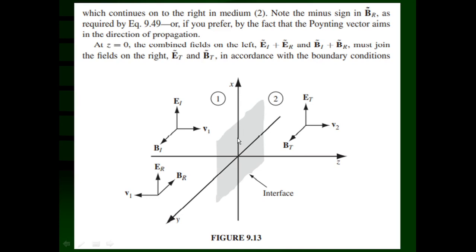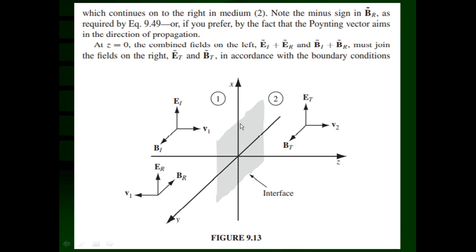So to the left of this surface, what is the resultant electric field? The vector EI and vector ER are going to be combined. Vector BI and vector BR are going to be combined on the left hand side of the medium, and on the right hand side ET and BT are going to be combined in accordance with the boundary conditions we have just seen.